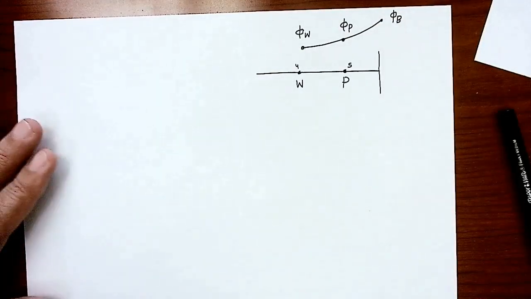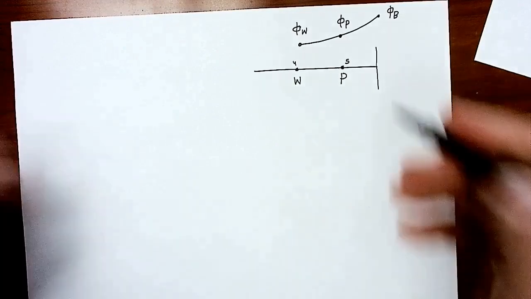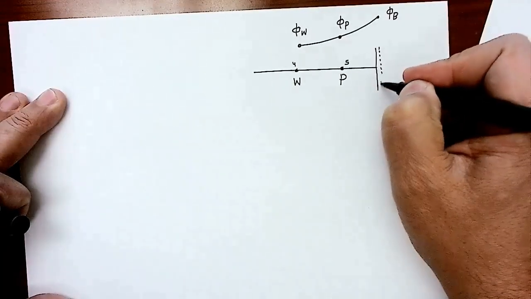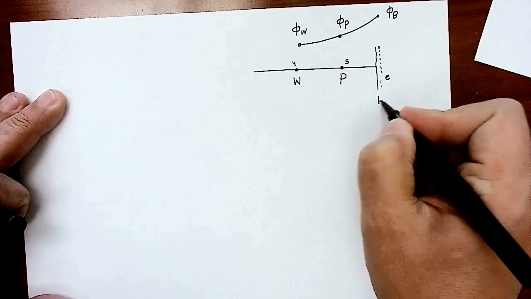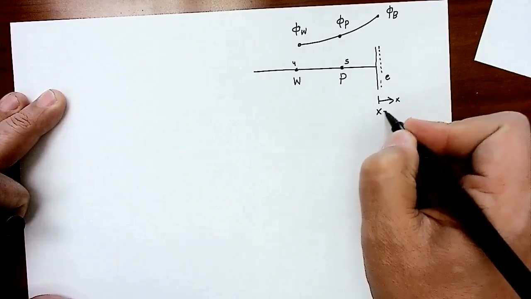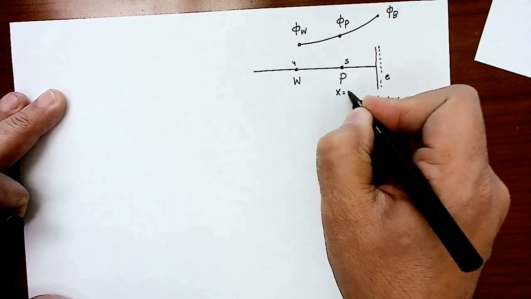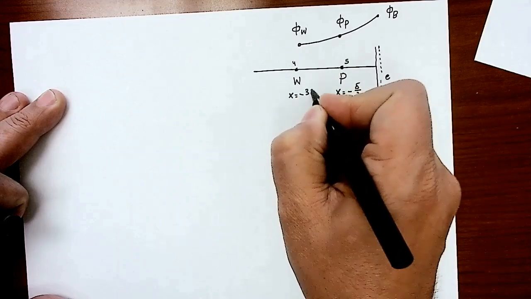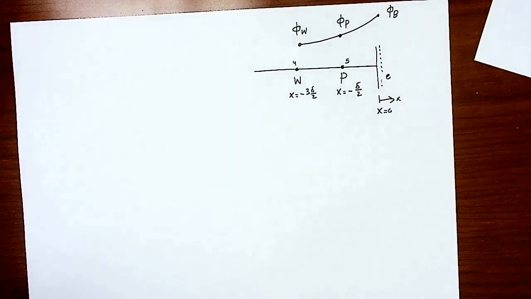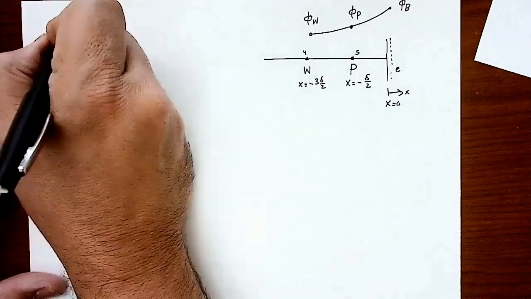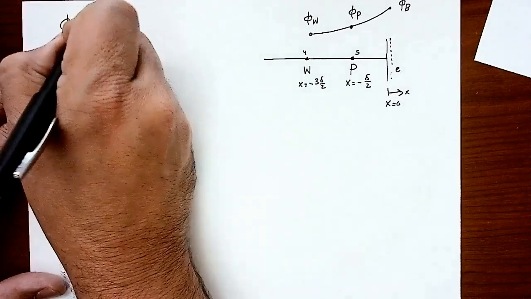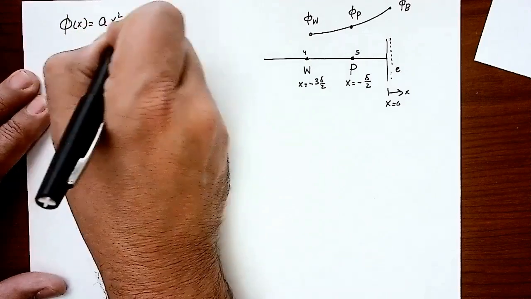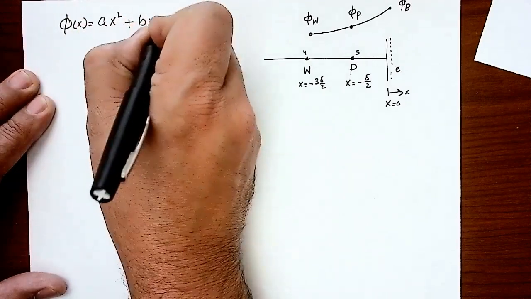Now, I'm going to put, actually, this is the east face. I'm going to put the x-axis this direction here. So x here is equal to 0. X here is equal to minus delta over 2. And x here is equal to minus 3 delta over 2. Then the quadratic equation is phi as a function of x is equal to ax squared plus bx plus c.